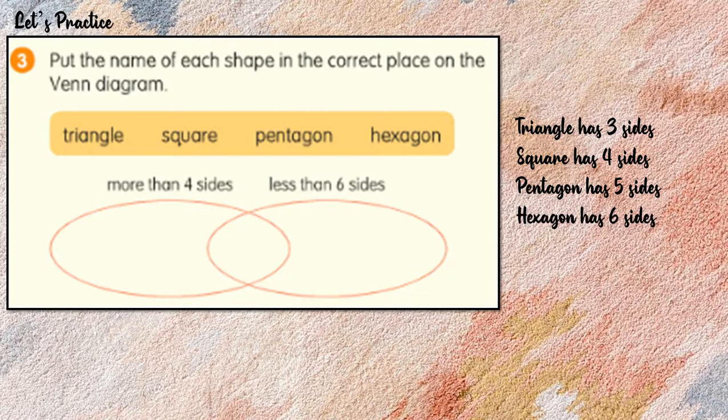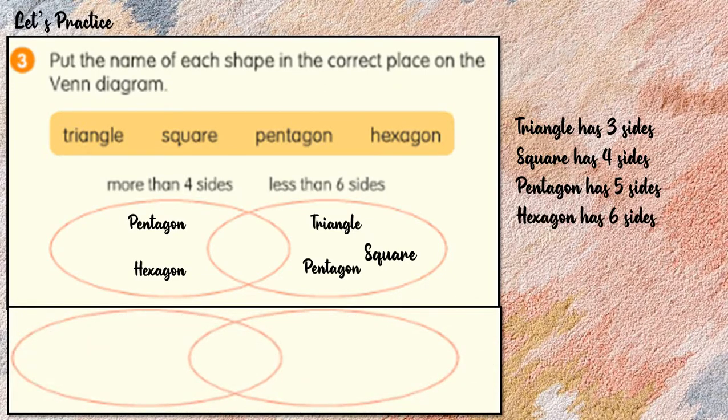Which shape has more than four sides? Bangun apa saja yang memiliki sisi lebih dari empat? Good job. Pentagon and also hexagon. And then, what shape which has less than six sides? Bangun apa yang memiliki sisi kurang dari enam? Good job. Triangle, square, and also pentagon.